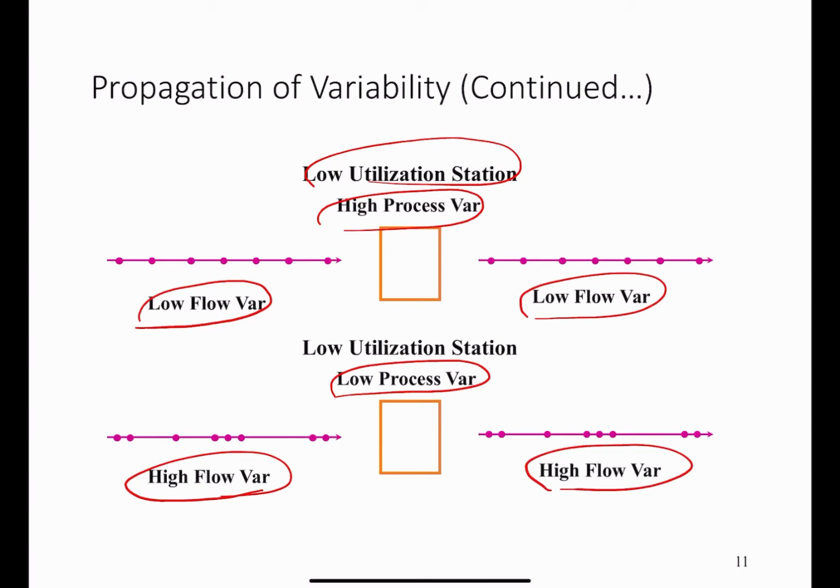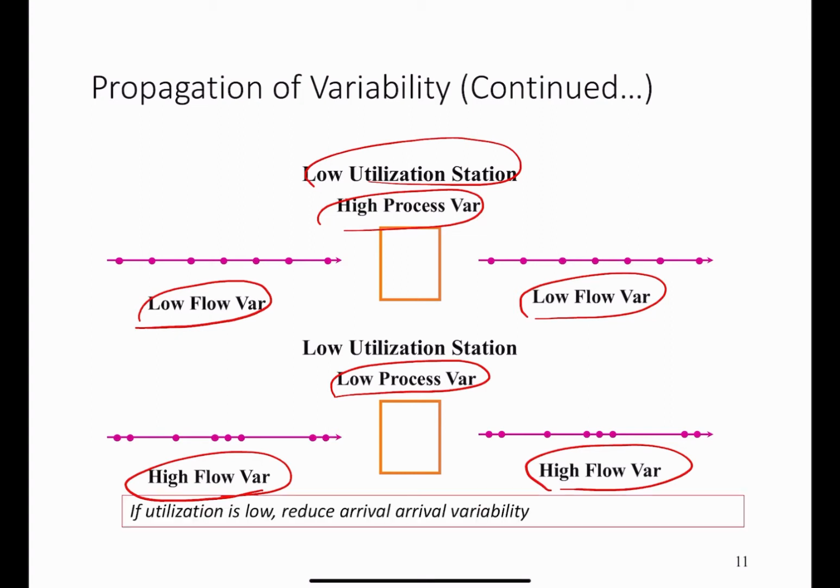So what does that mean? It means that if the utilization rate is low, then you should try to reduce the arrival variability. Because regardless of whether you go through a high process variability system or a low process variability system, the output pattern will be almost identical to the input pattern. When the input has low variability, the output will have low variability. If the input has high variability, the output will have high variability.